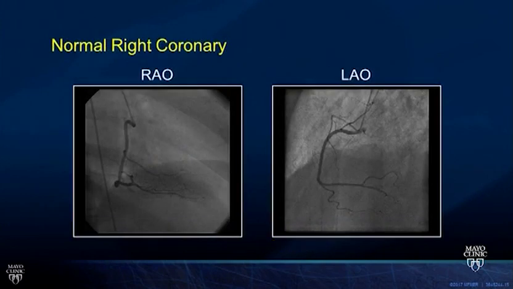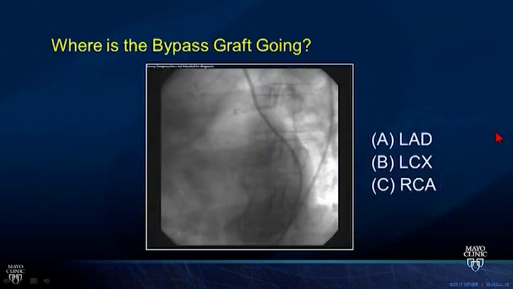So here's a normal right coronary artery. This is the RAO view, which shows you the mid-right coronary artery well. And you can see that the ribs are going down and to the right, so that's how you know this is an RAO view. Here's an LAO view. The ribs are going down and to the left, so that's how you know this is LAO. And the LAO shows you most of the vessel here. And you can see it's smooth with no stenoses.